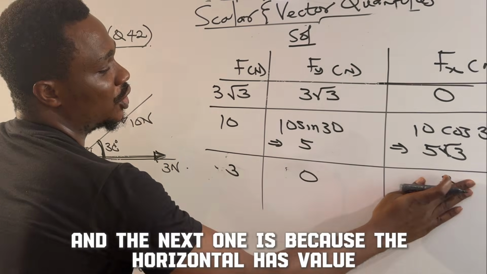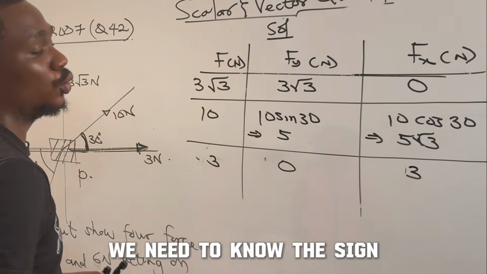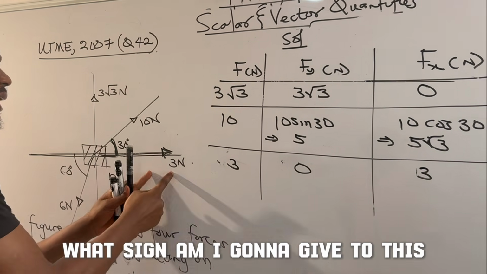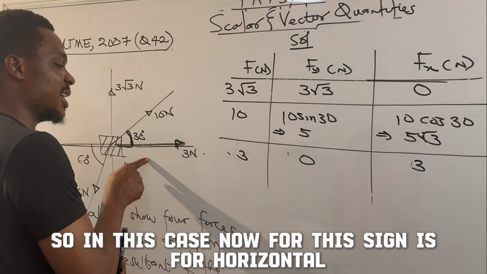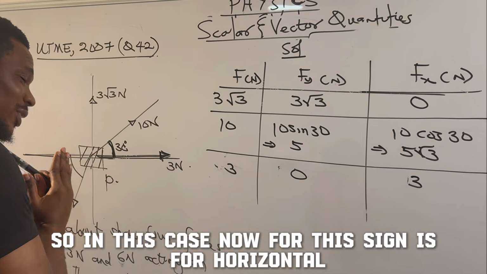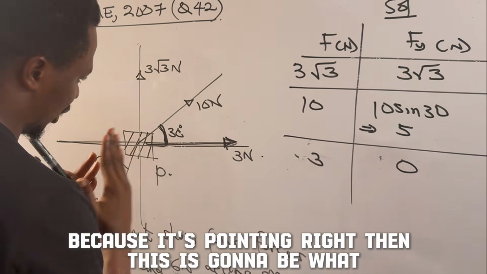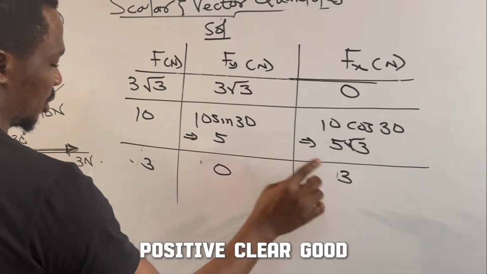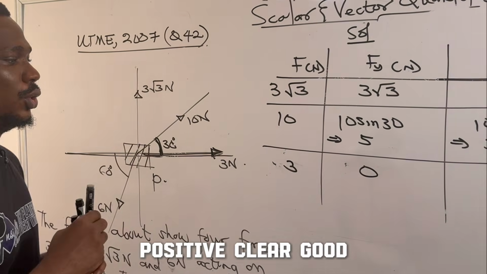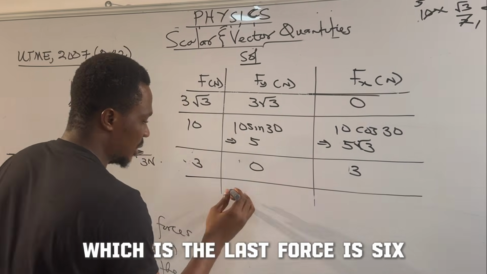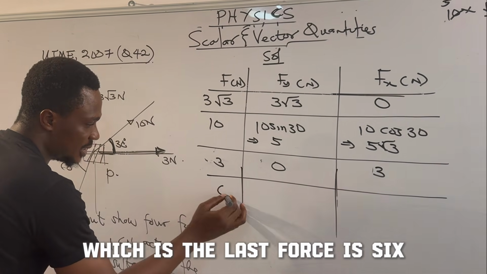Then the next one is, because the horizontal has value, we need to know the sign. What sign am I going to give to this? So in this case now, for this sign, it is for horizontal. Is it right or left? Where is the arrow pointing? Right. Because it's pointing right, then this is going to be what? Positive. Clear? Good. Then the last one we are going to talk about, which is the last force, is 6.